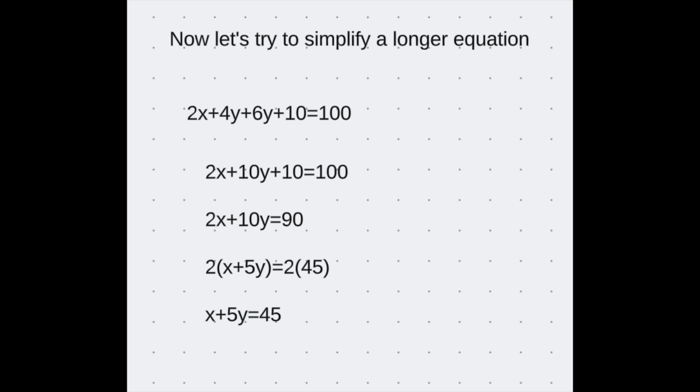I'm going to subtract 10 from both sides, and I get 2x plus 10y equals 90. Then I'm going to factor out a 2 because both sides are divisible by 2. So I get 2 times x plus 5y equals 2 times 45. I'm going to divide by 2 on both sides. And I get x plus 5y equals 45. And I am done with this equation.